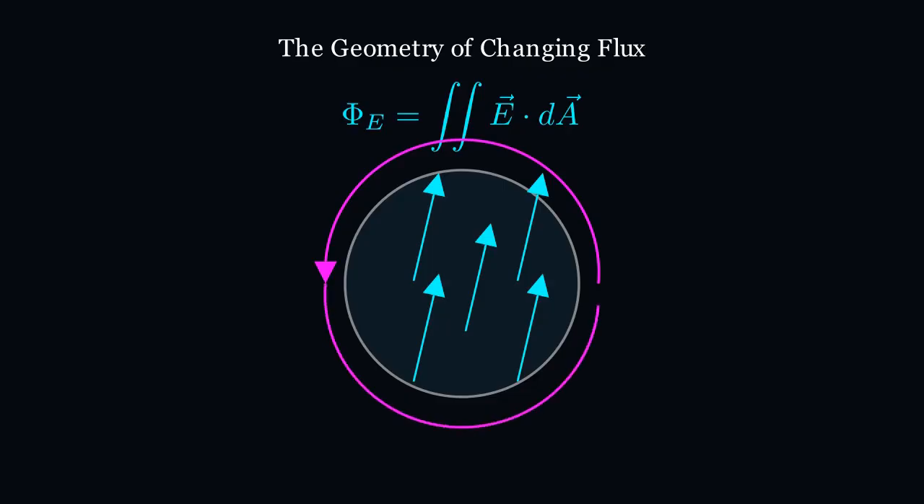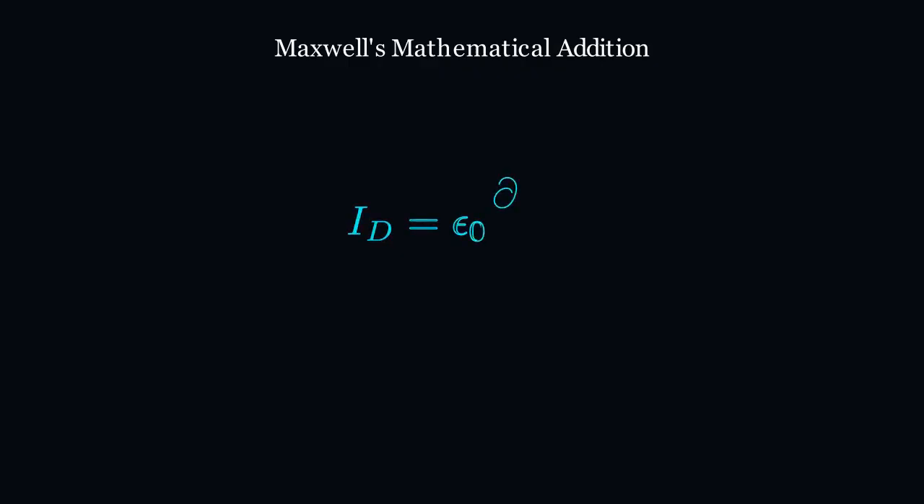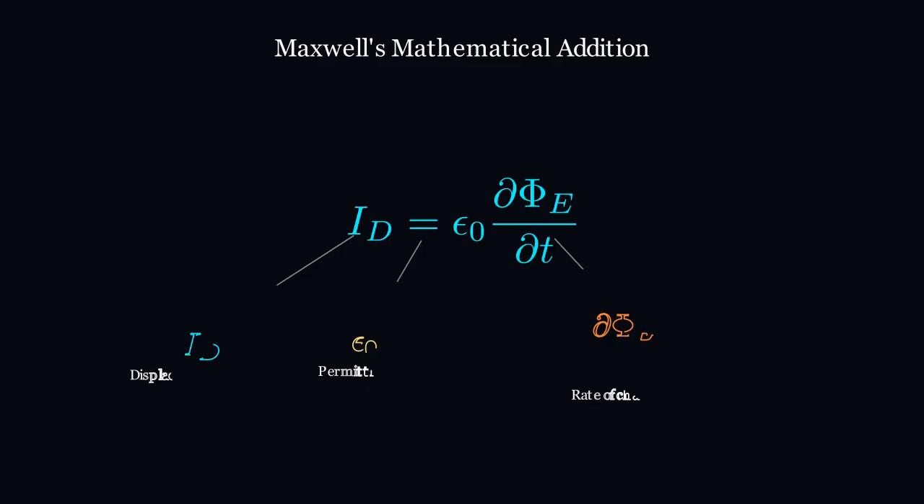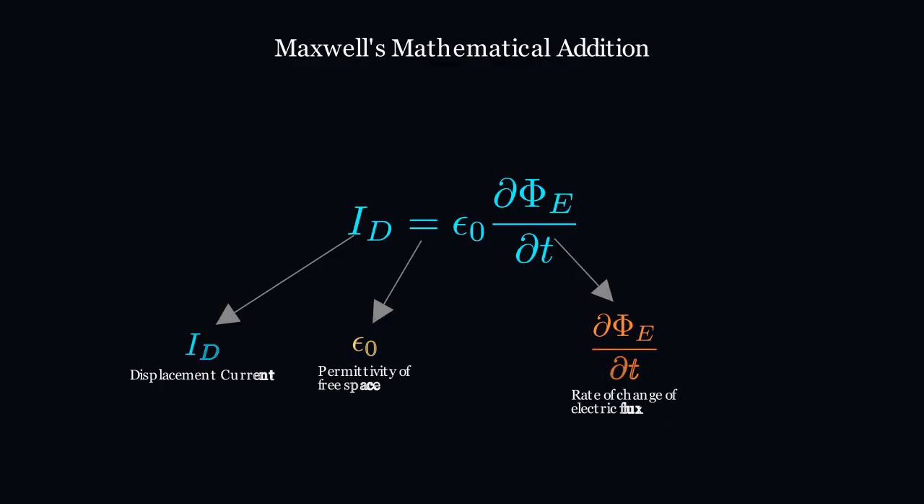Maxwell's brilliant addition to Ampere's law was the term epsilon naught times the derivative of the electric flux with respect to time. Here, Φ_E represents the electric flux, which is the amount of electric field passing through a given surface. The term dΦ_E/dt quantifies the rate of change of this electric flux. So, the displacement current, I_D, equals ε₀ times dΦ_E/dt, which effectively means that a rapidly changing electric field is equivalent to a current, even in empty space.